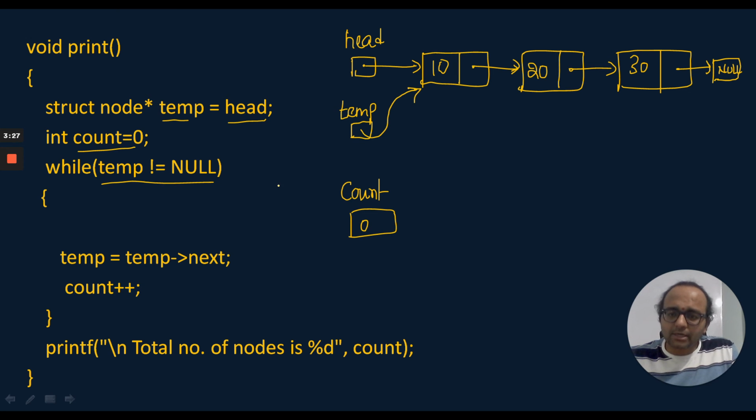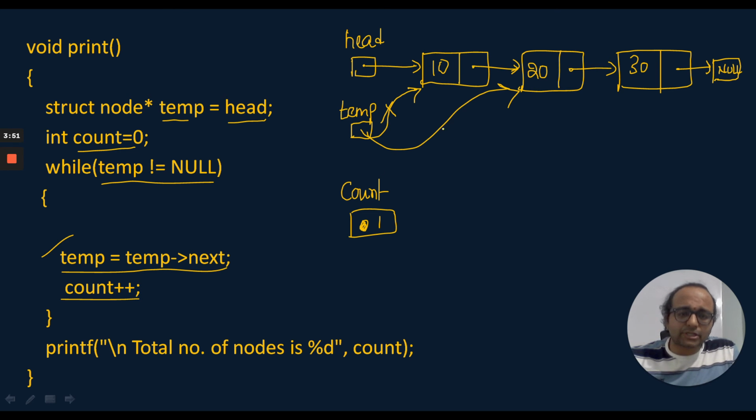Now, temp not equal to null. As temp is not pointing to null, move temp to the next position. This temp pointer must be pointing to the next node, and count plus plus updates the count value to 1. In the next iteration, temp not equal to null. As temp is not pointing to null, move the temp pointer to the next node. Count plus plus, and the count value becomes 2.